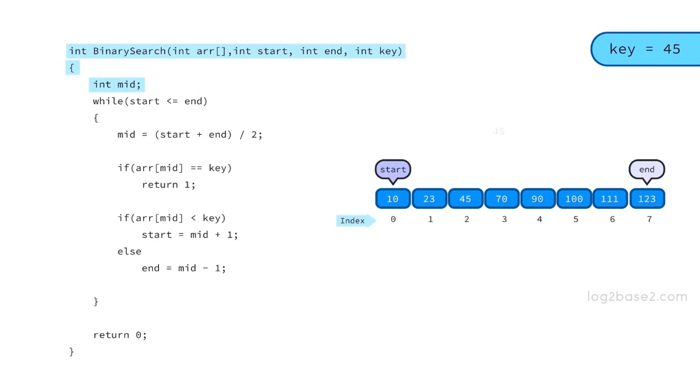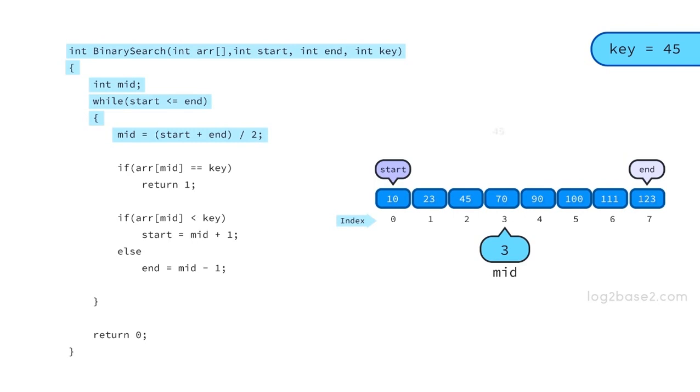So let us see. In the first iteration, start 0 is less than end 7. So go inside and find the middle element. We have mid equal to start plus end divided by 2, that is 0 plus 7 by 2, which is 3. Now check if the middle element is the key. So we have if ARR of mid equal to key, and it is not. So check whether we should search in the left half or the right half. So we have if ARR of mid less than key, and it is not. 70 is actually greater than 45, so we should only check in the left half.